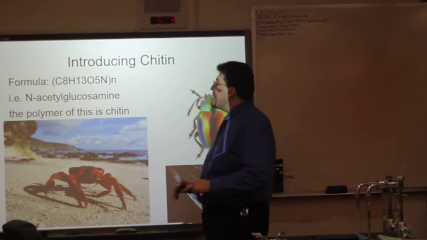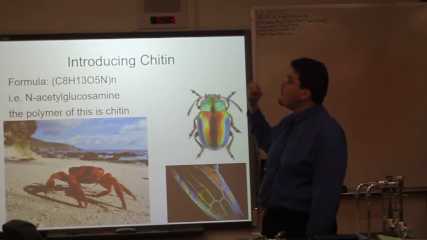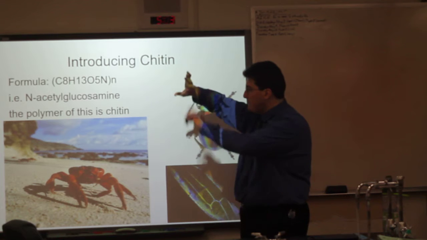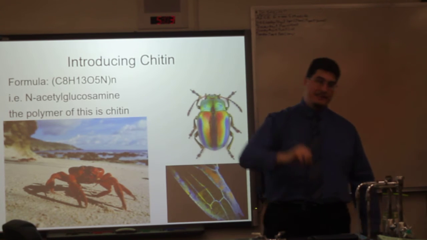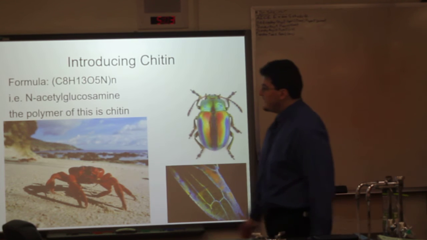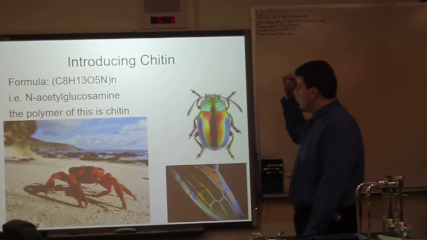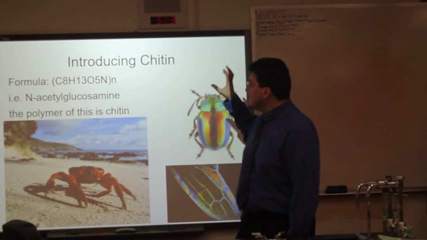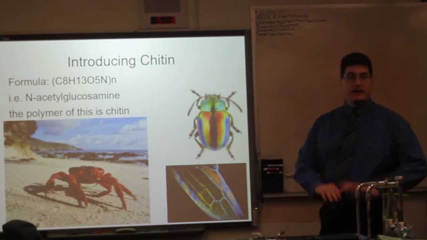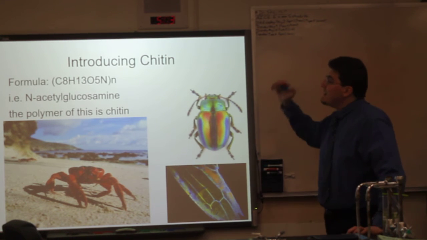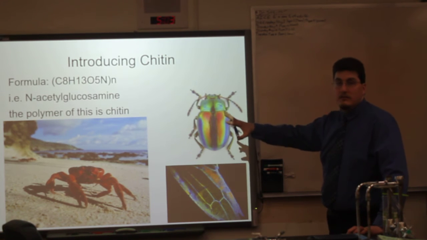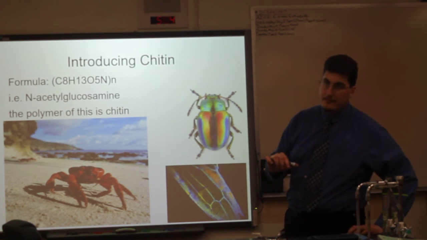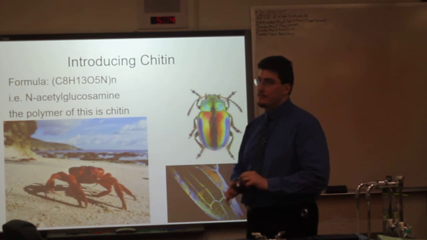N-acetylglucosamine has a chemical formula of C8H13O5N, that repeats n times. You can have this unit repeat multiple times. This polymer gives you chitin. Chitin is the shell material in crabs, in beetle arthropods, in any insect or arachnid that you find. This is going to be N-acetylglucosamine. That is a carbohydrate. Glucosamine is a carbohydrate, but it has nitrogen in it. That can be a question. Do not be fooled.